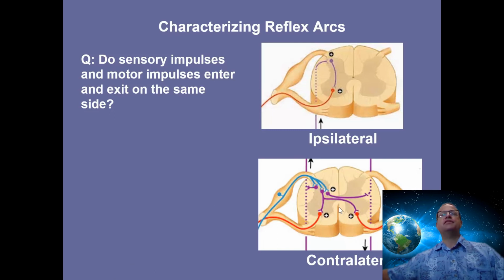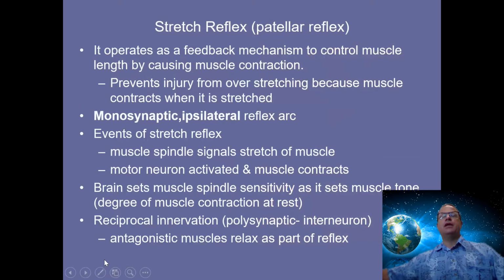On the other hand, contralateral involves movement on the opposite side of the spinal cord from which the stimulus came in. And we're going to see some examples here in a minute, but one of the most common ones is the crossed extensor reflex, which we'll talk about here in a second.